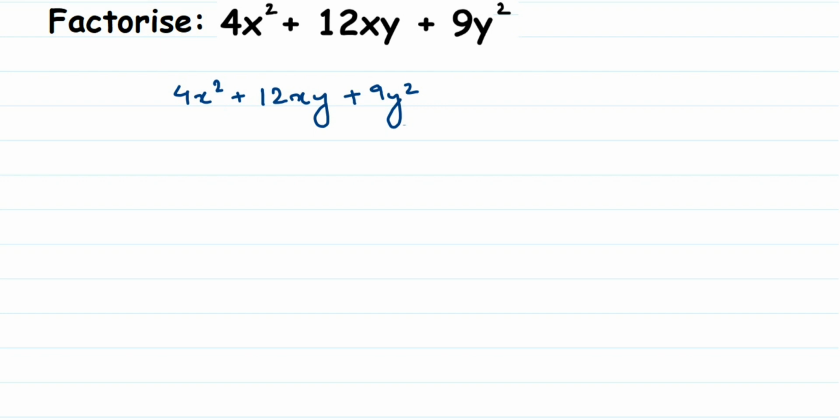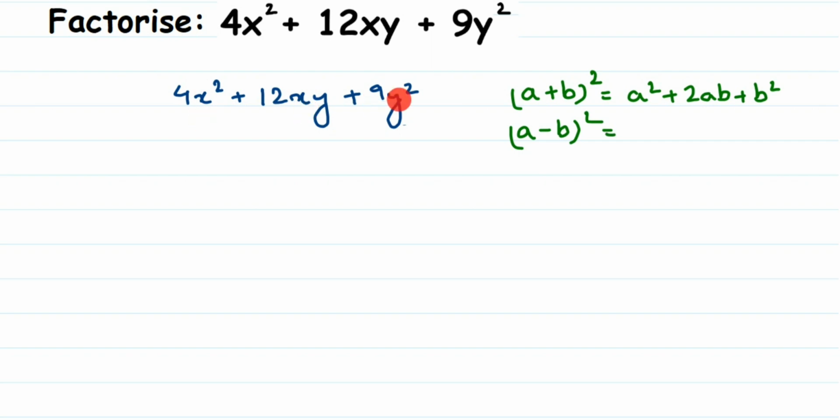So let me write down all the identities. We have a plus b whole square, which is a square plus 2ab plus b square, and then we have a minus b whole square, but I don't want to use this one because in this identity you have a negative sign, right? But in this question I don't have any negative sign, so we don't have to use this identity. And the next one is a square minus b square, which is a plus b into a minus b. But if you use this identity, you have only 2 terms, a square and b square, but here we have 3 terms, which means we cannot use this identity.